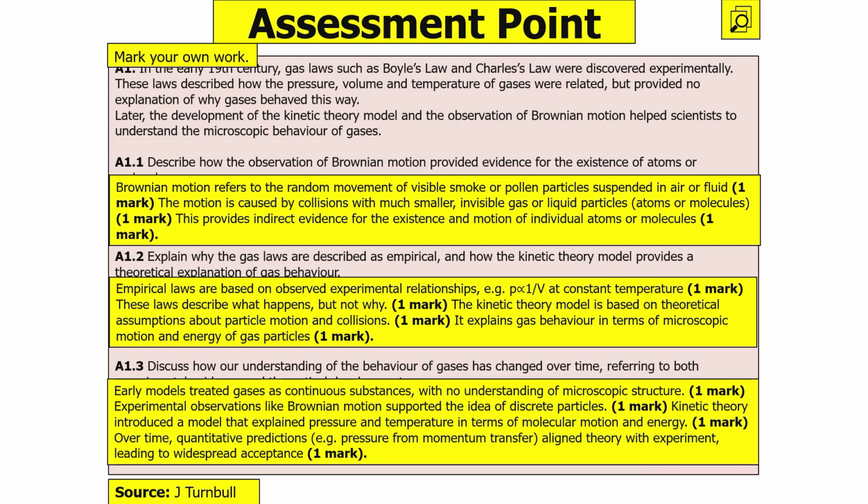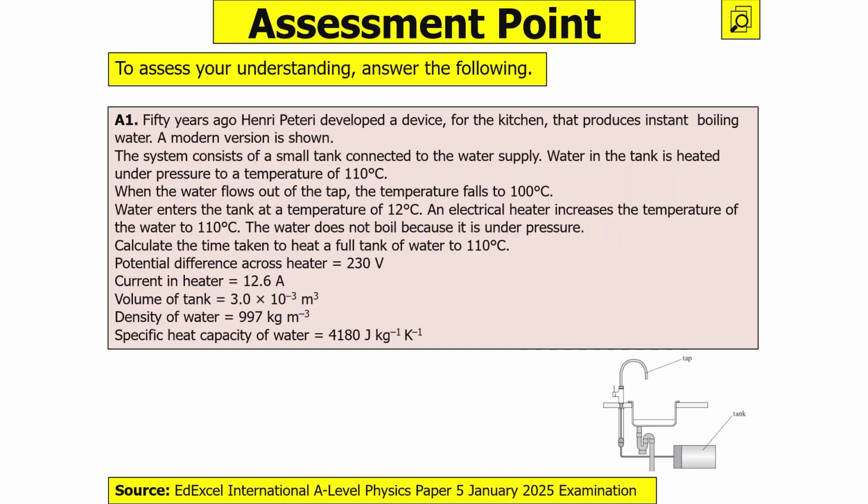The kinetic theory introduced a model that explained pressure and temperature in terms of molecular motion and energy. Over time, quantitative predictions aligned with experiment, leading to widespread acceptance. 50 years ago, Henri Peterie developed a device for the kitchen that produces instant boiling water.